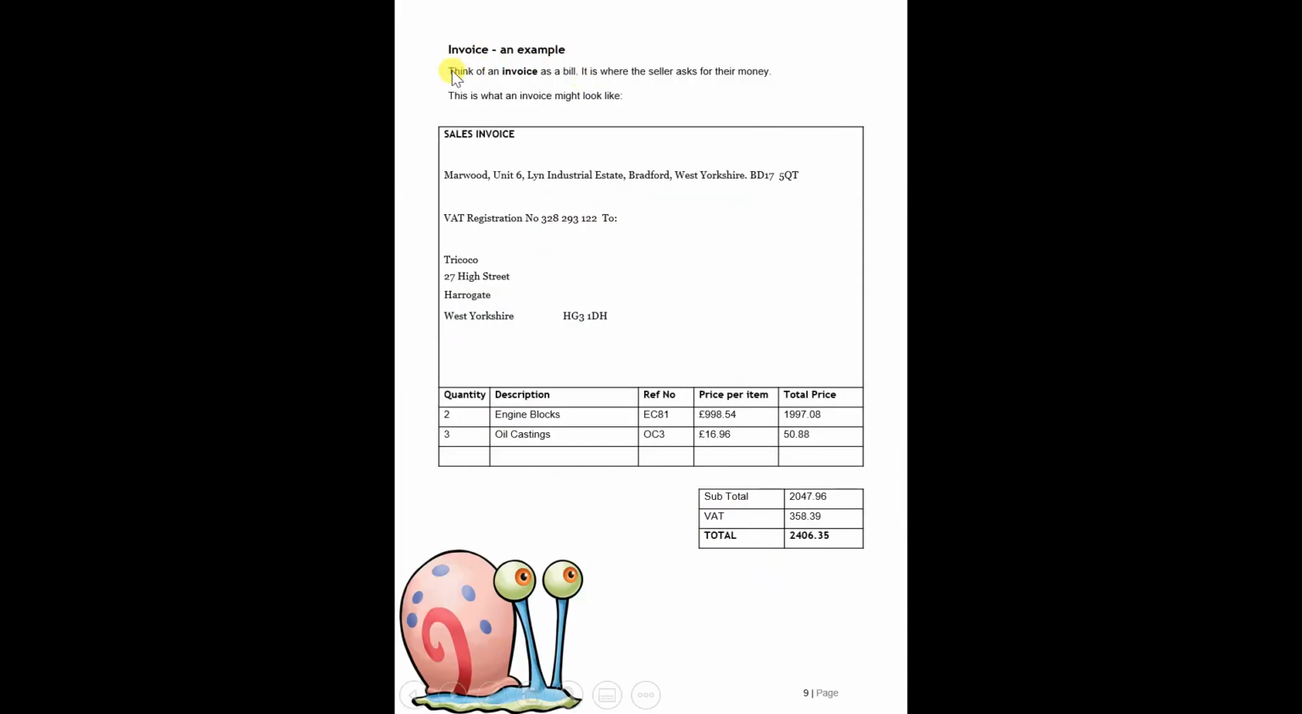Here's an example of an invoice. This is where the seller is asking for their money to be paid for the goods they've provided.